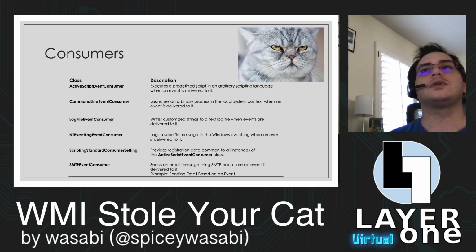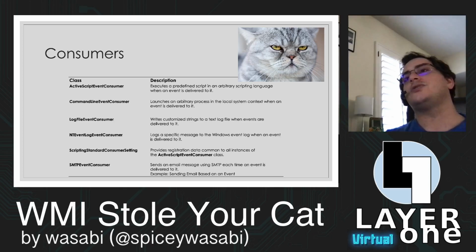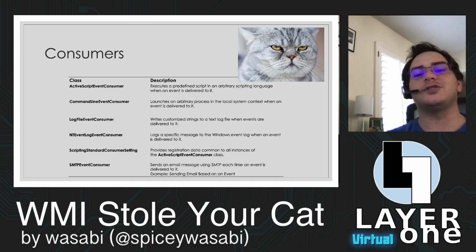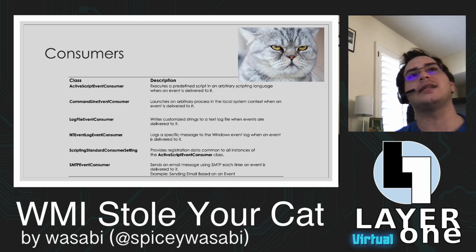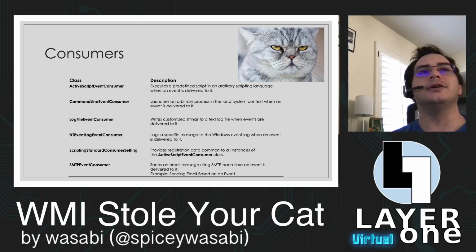But we're going to be starting with consumers. Again, these are the three components to making standard persistence. A consumer is a triggered event. They take in the event, and Microsoft, I'm sure, had very good naming ideas behind this, but it gets confusing very quickly. And the fact of the matter is, the first two on this list are the primary ones that attackers use, malicious uses at least. ActiveScript uses something like VBScript to trigger an event. Command line event consumer triggers an actual command line event. So this can trigger PowerShell, it can trigger command prompt or anything else that you want it to.